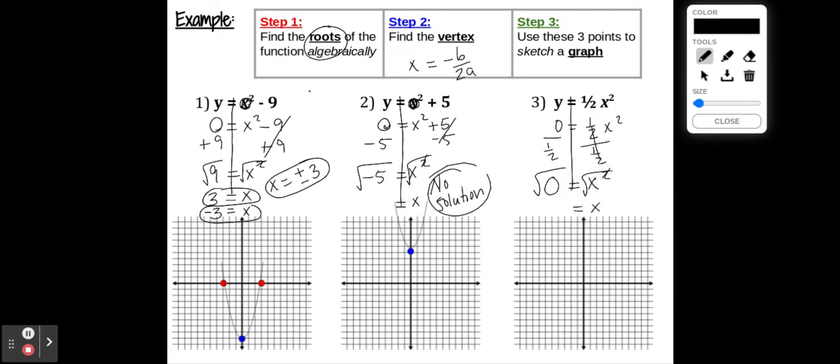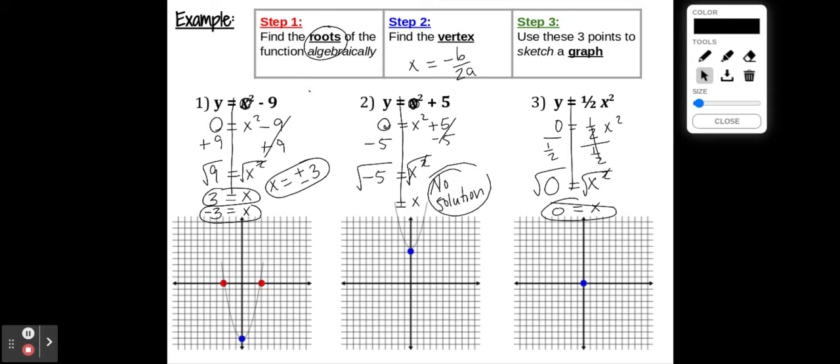Well, there's only one solution. The square root of 0, the only answer is 0. There's not a positive and a negative 0. So I get one solution here, x equals 0. That's the only place where this parabola is going to touch the x-axis. So I'm just going to graph that right here. That's going to be my solution. It's touching the x-axis there.